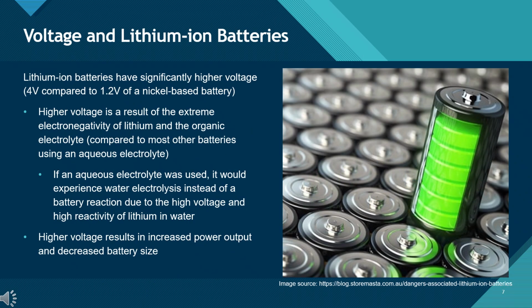Let's talk about why lithium-ion batteries are so special compared to older battery technologies. One of the biggest differences is the operating voltage. A single lithium-ion cell typically delivers approximately 4 volts, while a nickel-based cell, such as nickel-cadmium or nickel-metal hydride, provides only about 1.2 volts. This higher voltage comes from the chemistry of lithium itself.